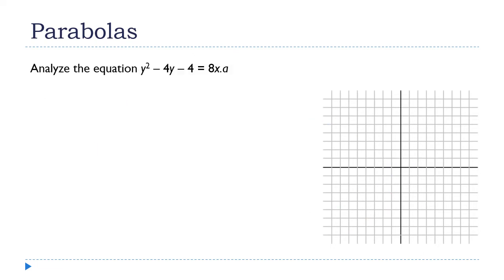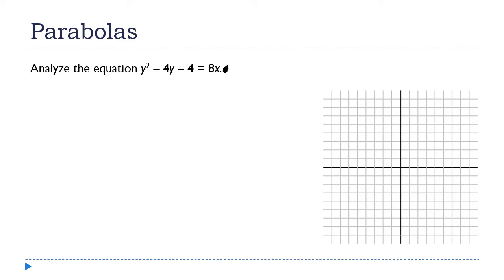Okay, so how about this one? First, ignore this A here at the end. That's a typo. So, okay, now, how about this thing? I want to analyze this. So just like before, I want to know where is the vertex? I want to know where is the directrix and where is the focal point.